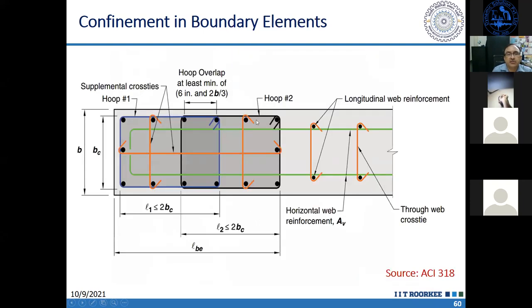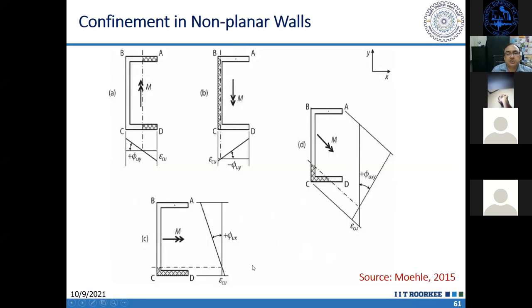In case of a planar shear wall, you can confine only the boundary elements, in between you can leave, but here there is no portion which you can leave. So the whole portion needs to be confined.